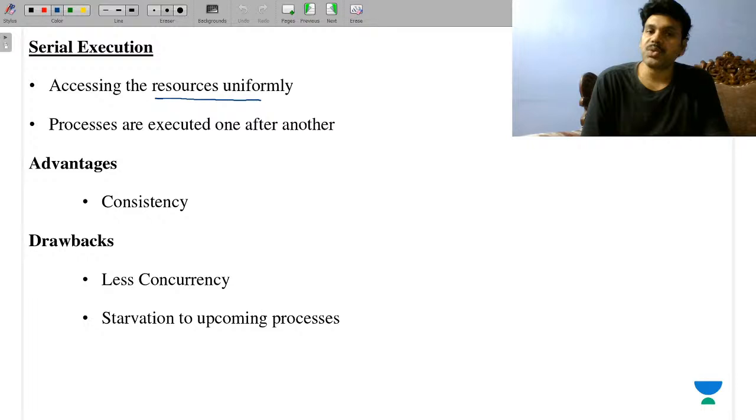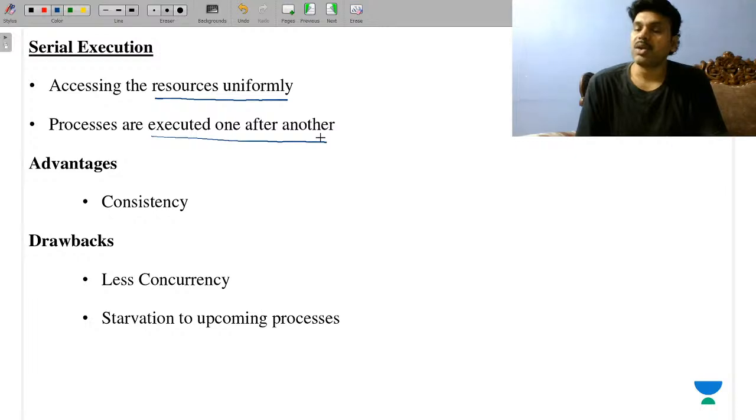Accessing resources uniformly. This is the first point. The processes are executed one after another. We are not going to stamp each other. Stamping is nothing but overlapping. We are not going to do any kind of overlapping during the execution. And even if you provide concurrent threads, the operating system IPC is a very tough one to beat.